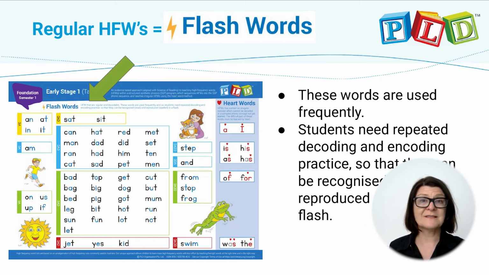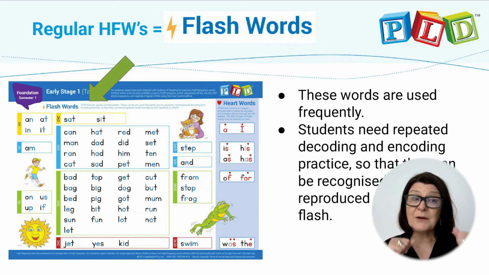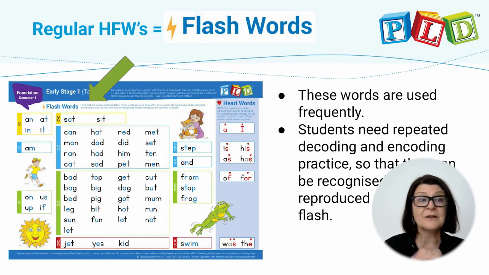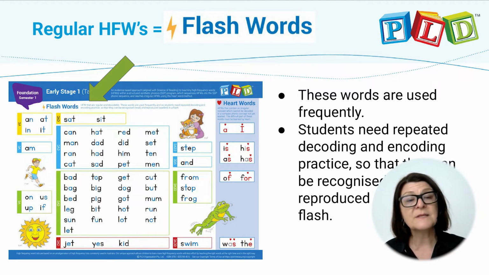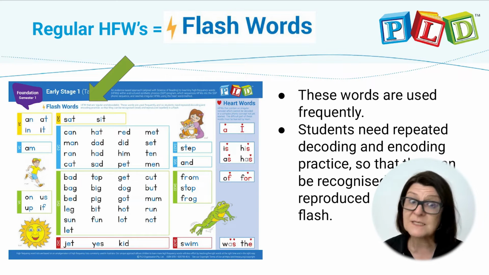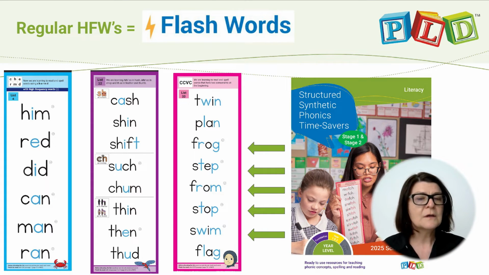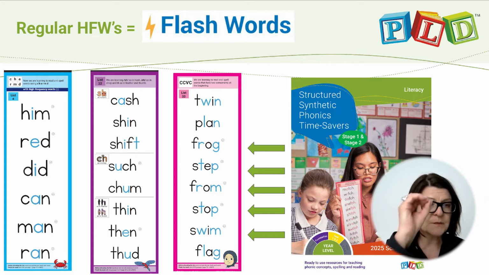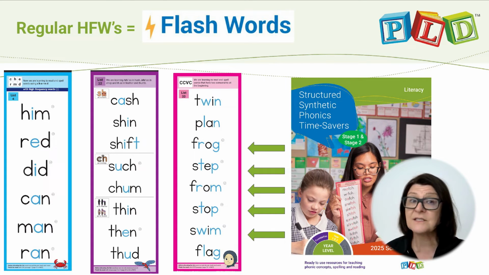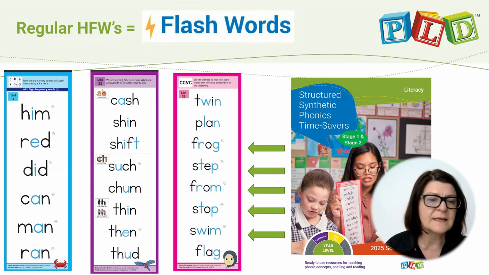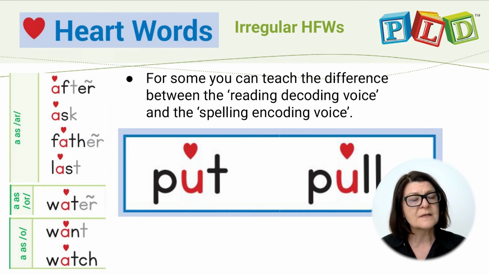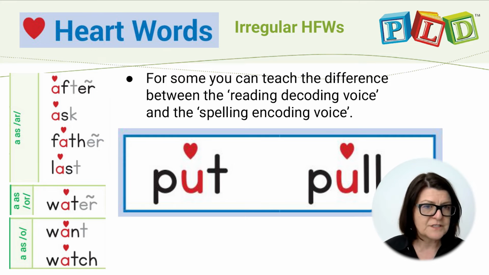High frequency words. There are flash words that need to be read and read and read and decoded until they are read in a flash. They need to be spelled and spelled and spelled until they're spelled in a flash. And the nice thing is you don't have to do much there. You've just got to move them through Stage 1, Stage 2 materials, because every time you see a circle with a HF, that's a flash word, and they are automatically incorporated into the Stage 1 and Stage 2 materials. It is the heart words that present more of the challenge.